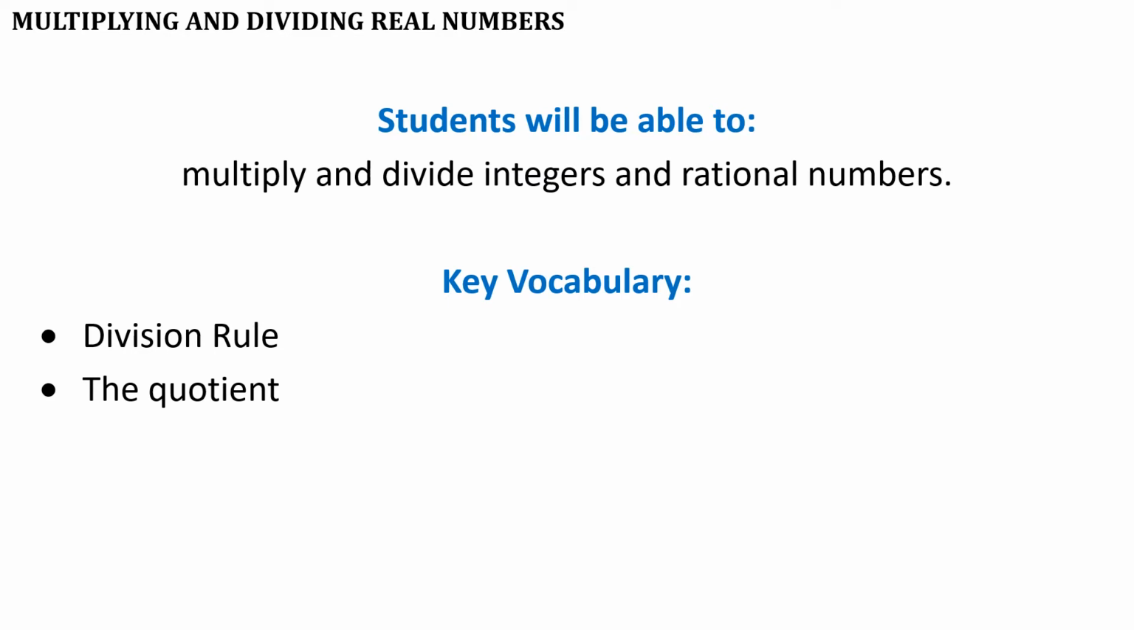After this lesson, you will be able to multiply and divide integers and rational numbers. Our vocabulary words are going to be the division rule and quotient. If you did not know what that means, it means that we are dividing.